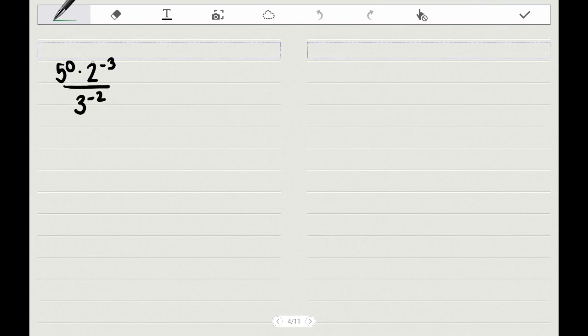Okay, so let's look at this one. From this here, we have 5 to the power of 0, and we know anything to the power of 0 is 1. So I'm just going to replace that with the 1. This 2 has a negative exponent, so we're going to move it to the denominator. So that will become 2 to the power of positive 3. And this 3 has a negative exponent in the denominator, so we're going to move it over to the numerator, and the power will be positive. So this is just 9 over 2 cubed, which is 8.